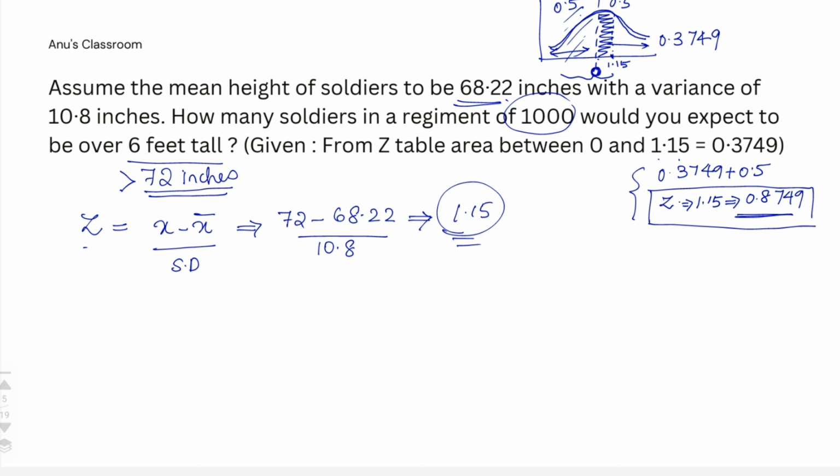One important thing, you are allowed to take your calculators. Okay, you are allowed to take your calculators while you go for your examinations to do these calculations. So don't worry about that.